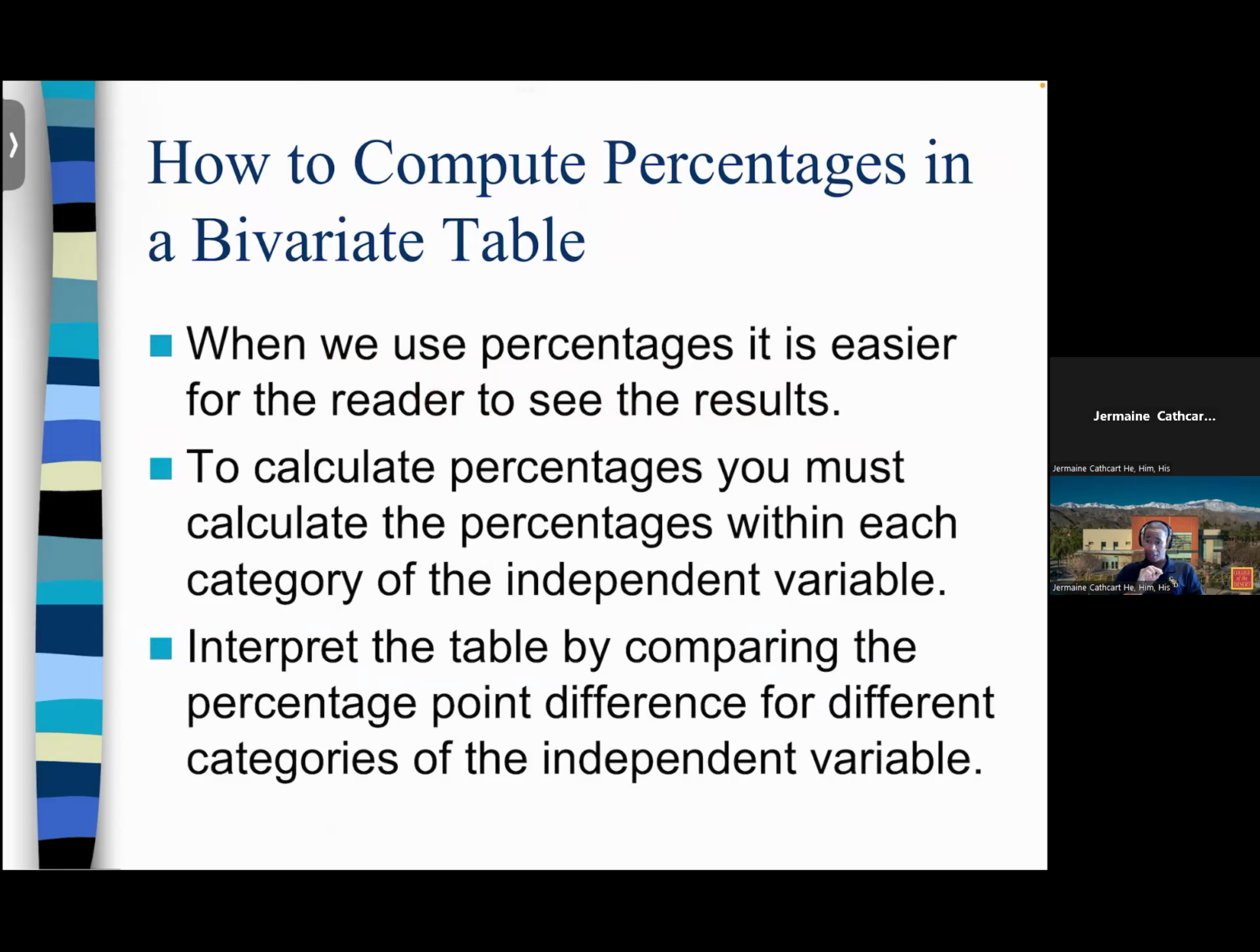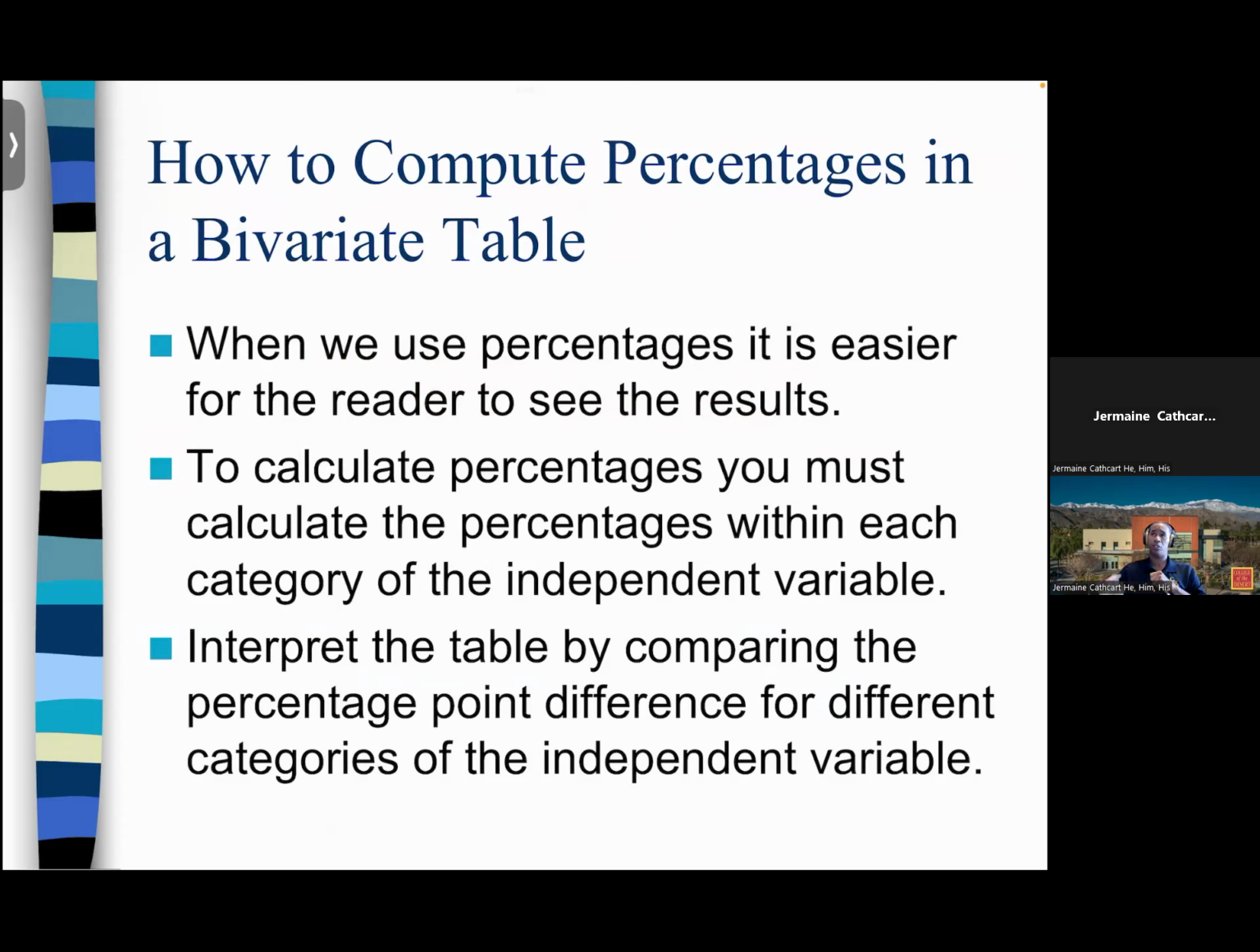Like I said, when we looked at that bivariate table earlier, and we looked at the 4 for owners and 4 for renters for blacks and whites, it looked like it's equal. It was equal, but it wasn't equal, right? So when we calculate the percentages, it was much easier to see that there were more black renters than white renters, right? More white owners than black owners, right? So when we use percentages, it's easier for the reader to see the results.